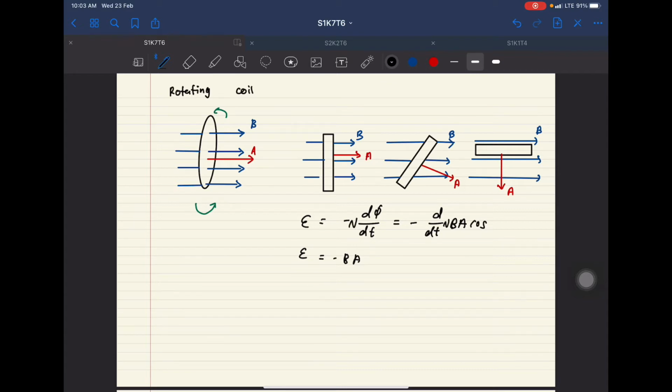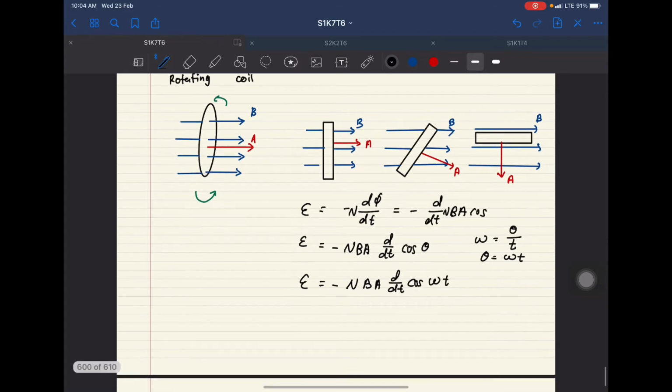So this one becomes negative NBA d/dt of cos theta. Since we are dealing with circular motion, if you still remember, omega, the velocity in circular motion, is equal to displacement in circular motion over time. So theta here I can replace with omega t, and substitute inside this equation. Now it becomes negative NBA d over dt of cos omega t.